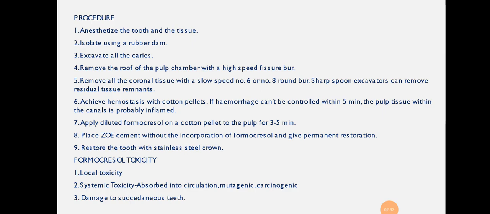Now there are some problems with formocresol, that is, it causes toxicity. It causes local toxicity. It can cause systemic toxicity as it is absorbed into the circulation. It can be mutagenic and it can be carcinogenic as well. Also it may cause damage to the succedaneous tooth.